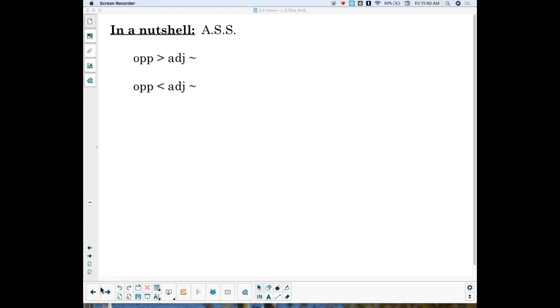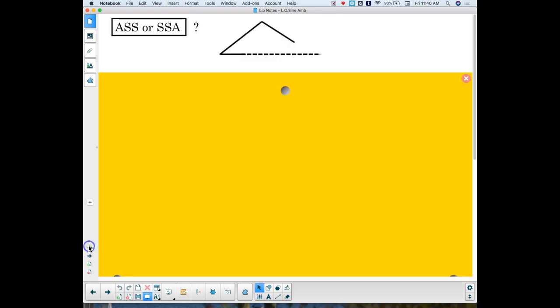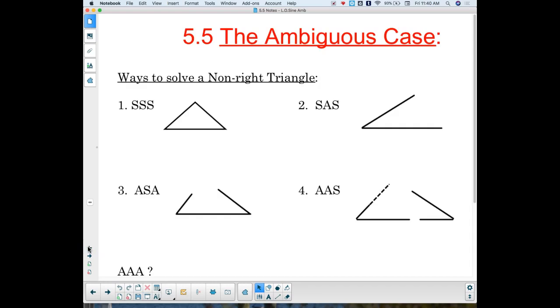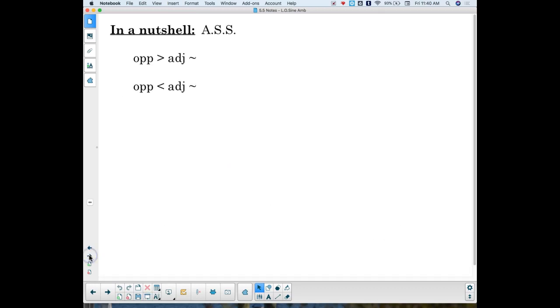Alright? So, yesterday we talked about given acute angles, given obtuse angles, and angle side cases, side angle side cases. So we're picking up on all of those. Specifically we're going to focus in on when the opposite side is larger than the adjacent side and when the adjacent side is bigger than the opposite side.